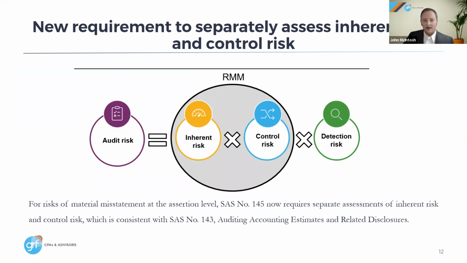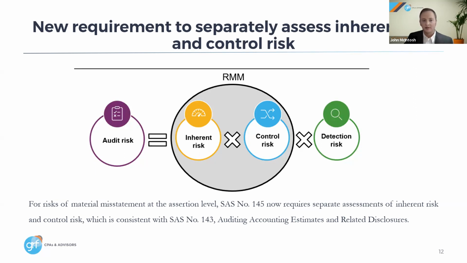The standard now has new requirements to separately assess inherent risk and control risk. While this requirement was not explicitly stated in the prior standard, it's something that many auditors were already doing. This was mostly driven by third-party vendors of auditing software tools that took the approach of a separate assessment of inherent risk and control risk.